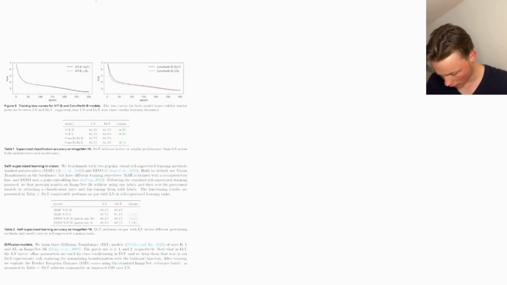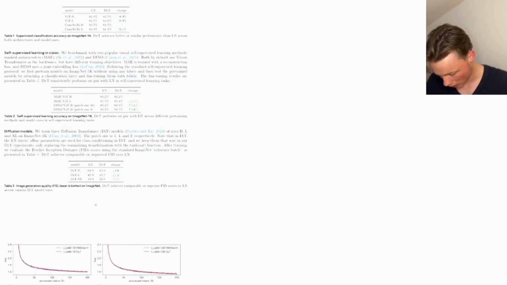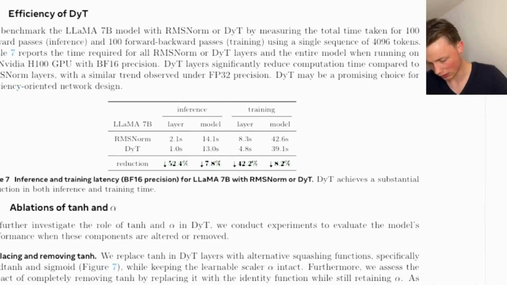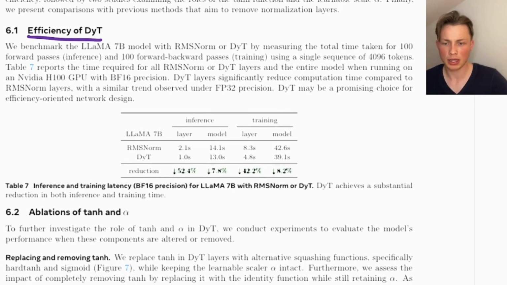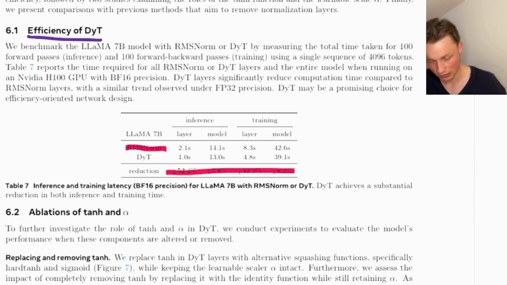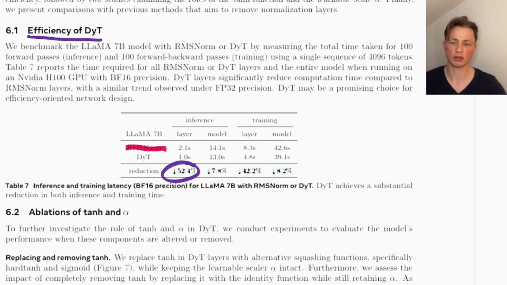I think they also have it written here in one table. Let's have a look where it is. Oh yeah, here we can see it. Efficiency of DyT. And what we see is, if they compare to RMS norm, as RMS norm is even more efficient than layer norm. So layer norm has even higher values, and DyT is much faster, so it takes approximately half of the time, up to half of the time of the RMS norm.